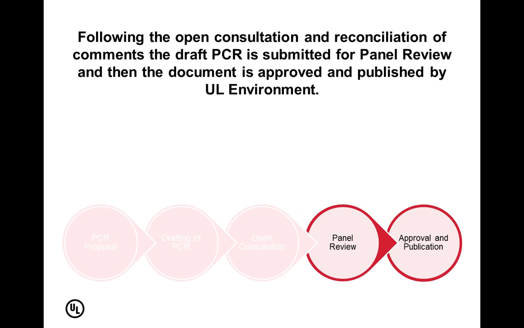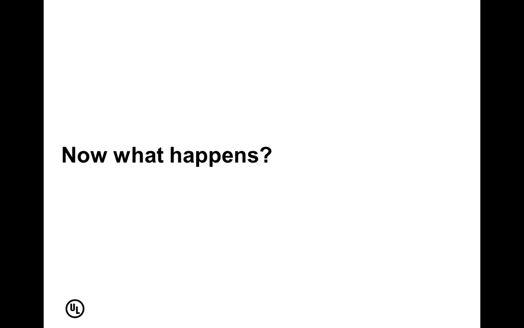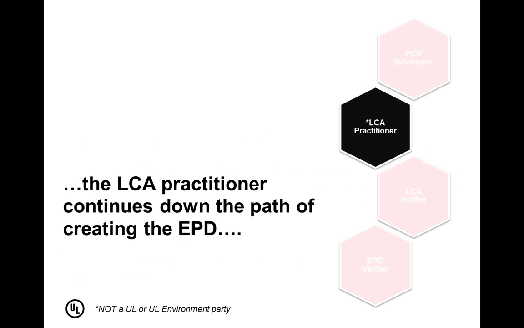I just talked through these ones pretty quickly. So once you have the product category rule, what happens next? That's when the LCA practitioner is brought in. And this LCA practitioner could be housed in-house at a manufacturing firm, or it could be a consulting firm, depending on the choice of the manufacturer.